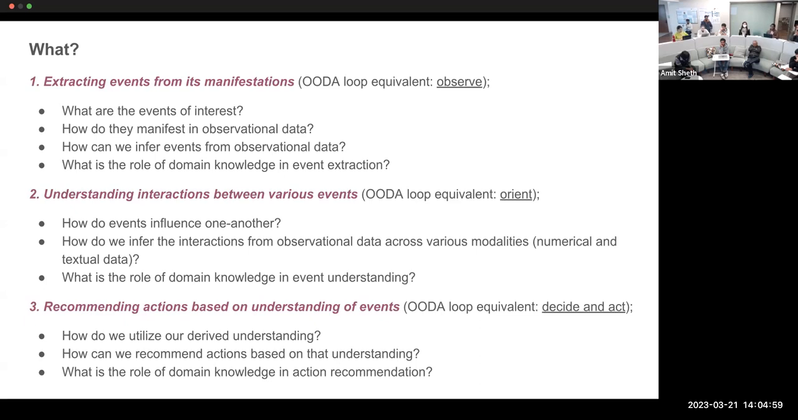Secondly, he tries to understand interactions between these various events. There he tries to provide solutions for how events influence one another, how we infer the interactions from observational data sources across various modalities like sensor, that means numerical data, and textual data, and what the role of domain knowledge is in event understanding. And thirdly, recommending actions based on this extracted and understood data. So he tries to formulate how we utilize our derived understanding and how we can recommend action.